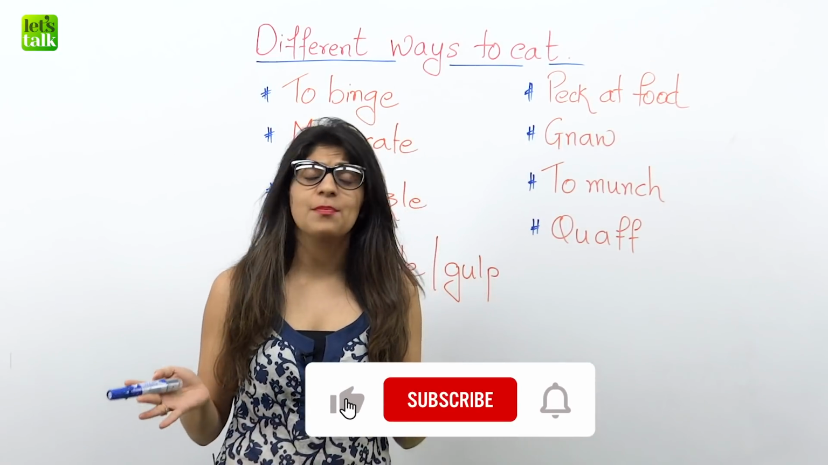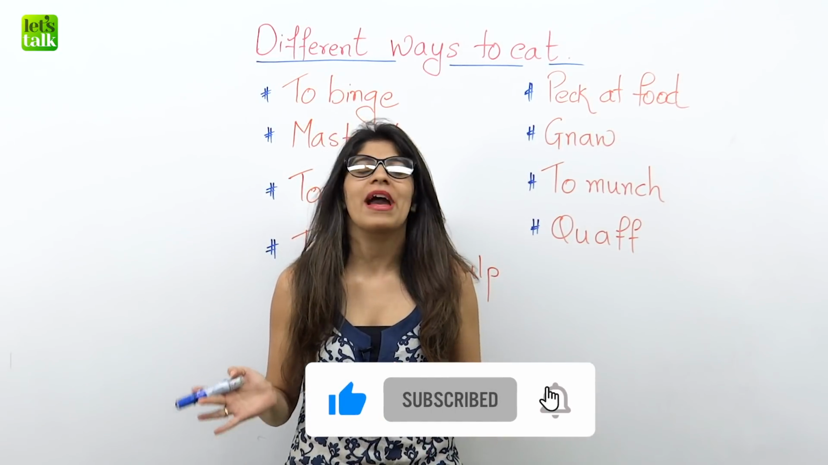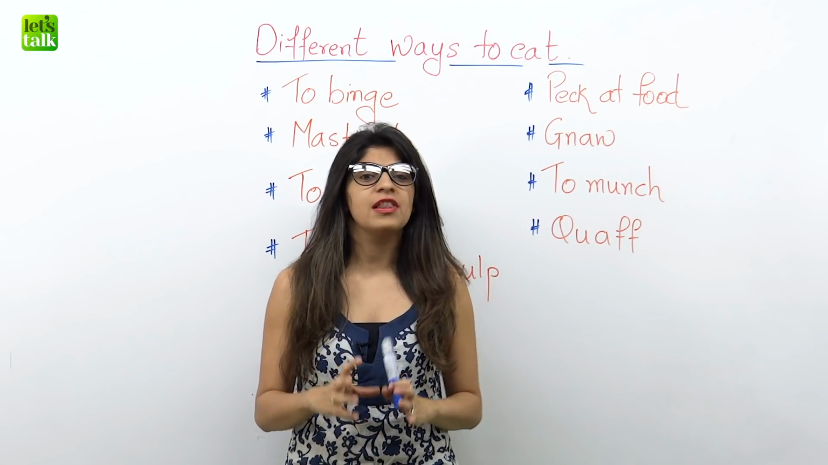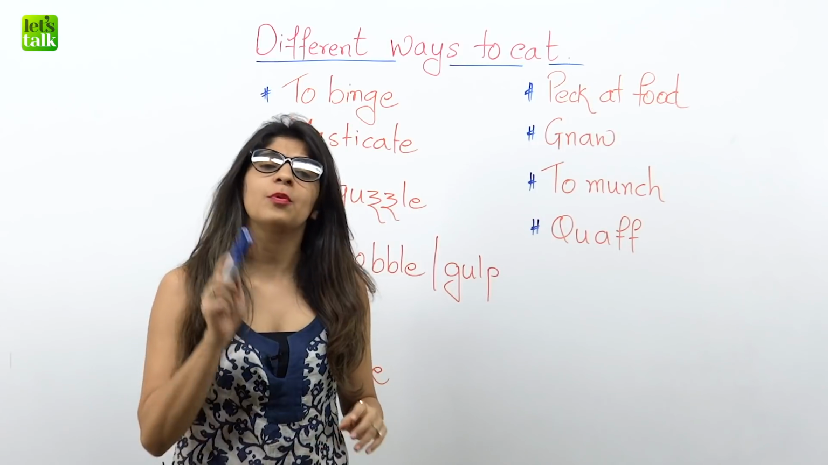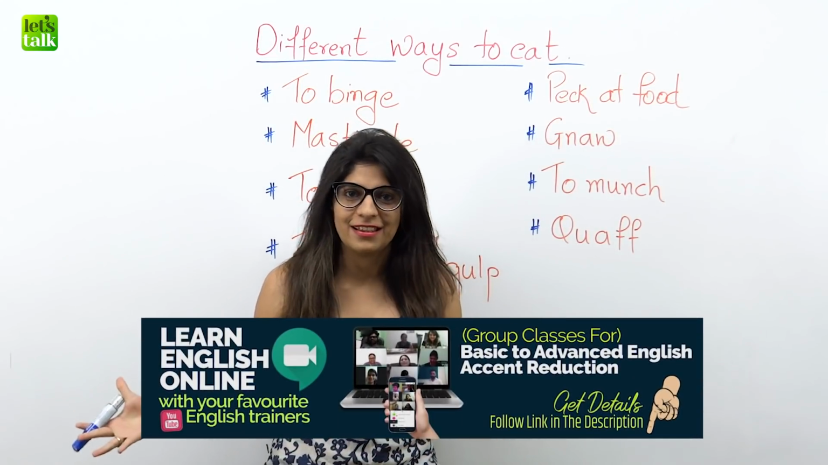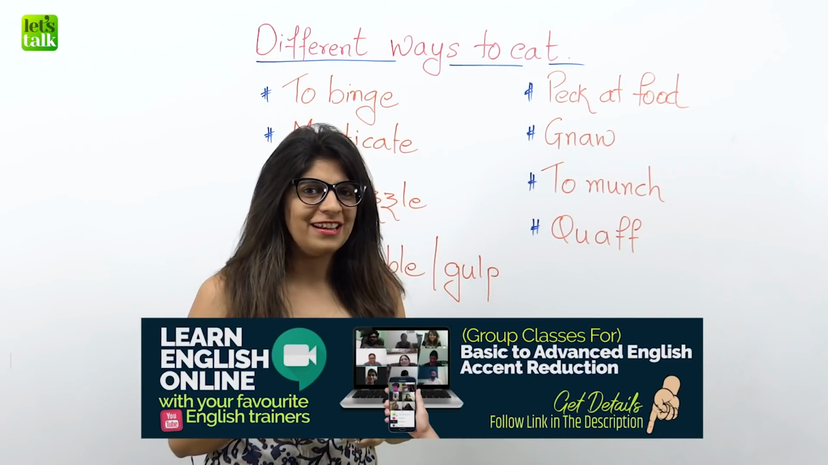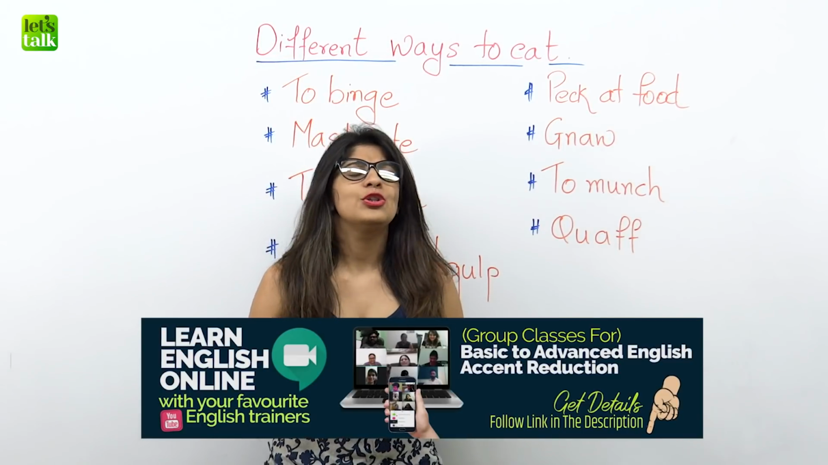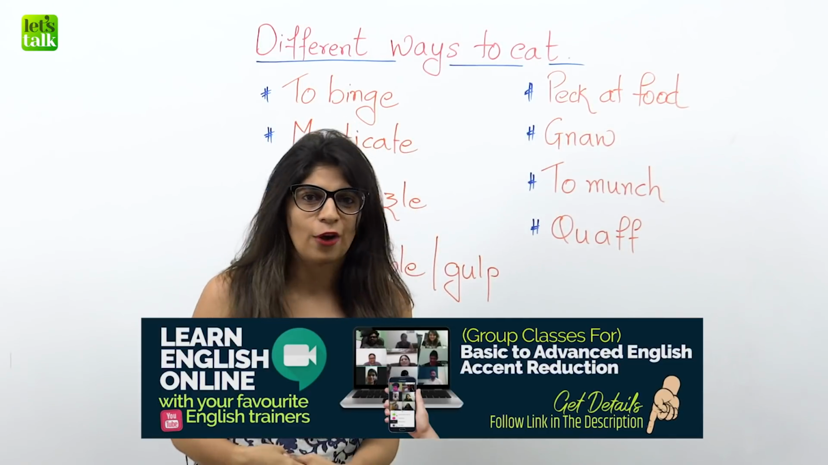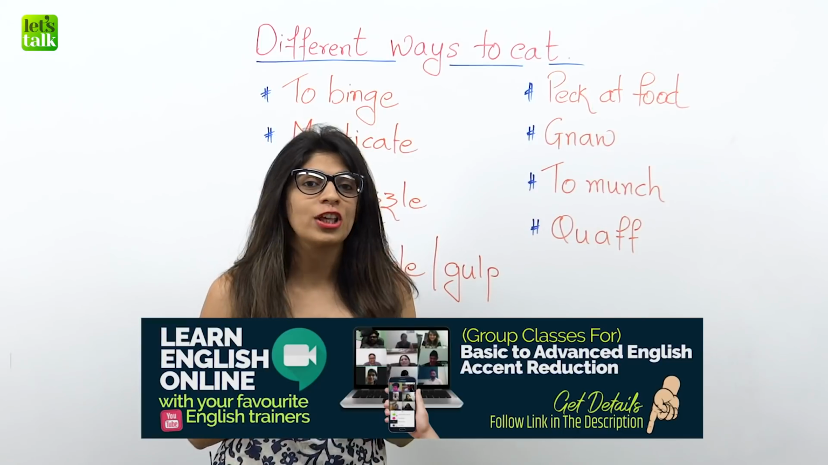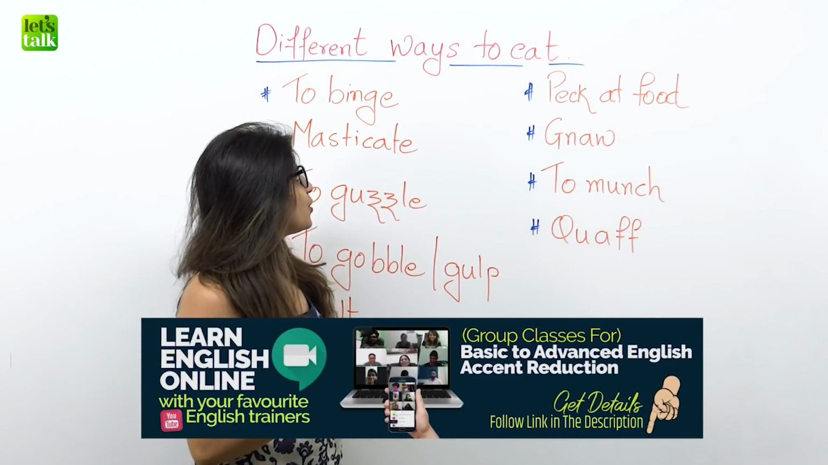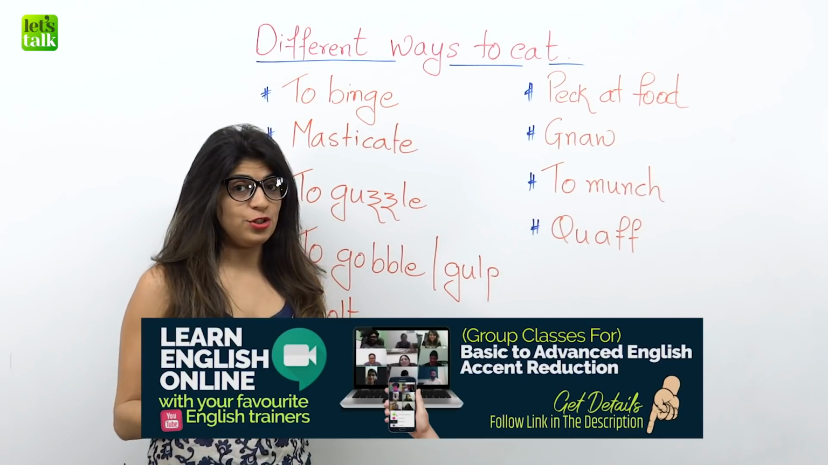Eating is the most important thing that we do every single day. So in English, we have a list of vocabulary that would help you to talk about the different ways of eating. Pretty interesting, right? Now this would help you to talk fluently the next time you are extremely hungry or when you are talking about food. So let's get started. Well, the first one is to binge.